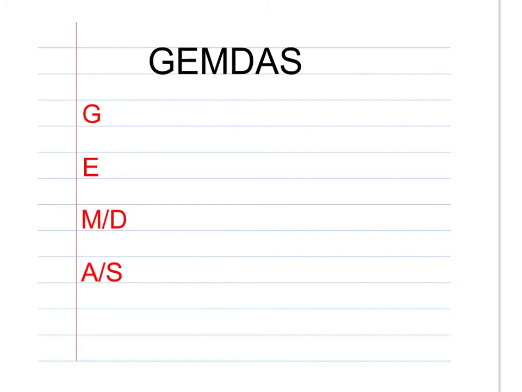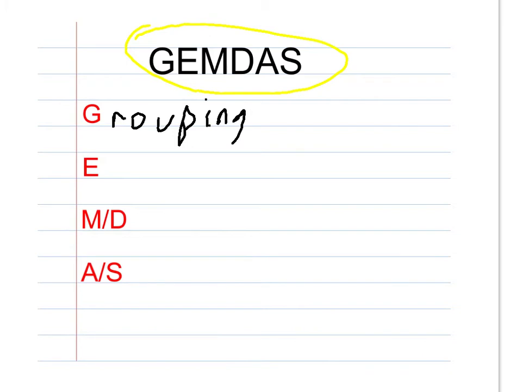All right, now we're going to do some practice problems. So in math, we have rules to make sure that each problem is solved the correct way. And you might have heard this at Oak Point, or that one acronym we use is GEMDAS. And what GEMDAS stands for is the G stands for grouping symbols.